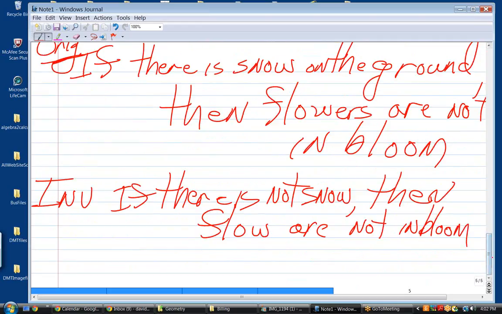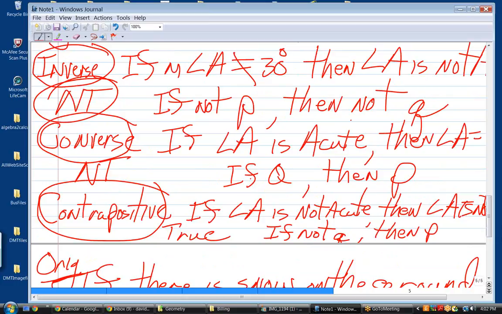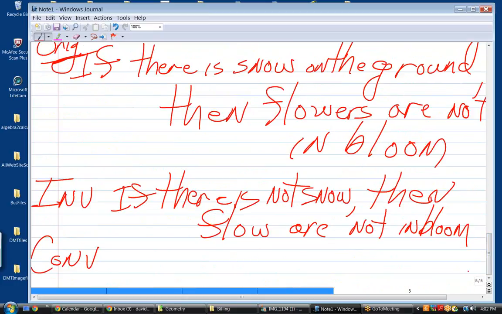The next one is the converse. And the converse is if Q, then P. In other words, the converse just reverses the two things. Hold on a moment. I may have done the inverse wrong. I did do the inverse wrong. The inverse is the negative of P and the negative of Q. So if there's no snow on the ground, then flowers are in bloom.